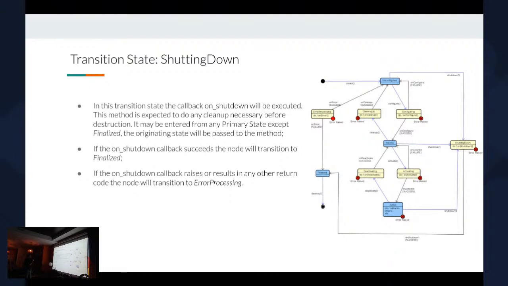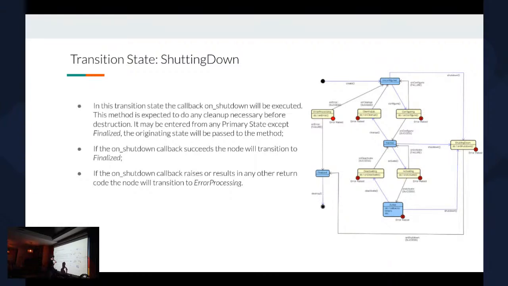Then we have the on shutdown callback, and this method is expected to clean up any kind of data or interface that is still running within our ROS system. So it is supposed to clean up the node and our application in order to have a graceful cleaning up and shutting down of the node. If the shutdown callback is successful, it will also transition to the finalized state.